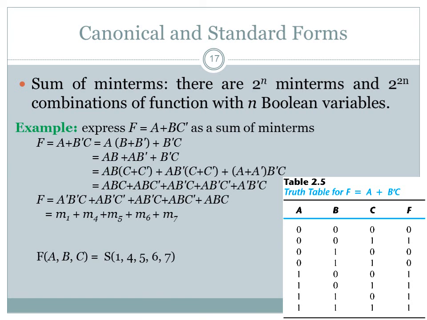Also, if we want to go into the standard forms, the standard presentation, in this case, we mean that in any part of the equation, all the variables must appear. So for example, if we go to the function f, which is equal to a plus b c prime, in this case we have 3 different variables, which are a, b, and c. So for the first term, which is a, we need to add b and c.